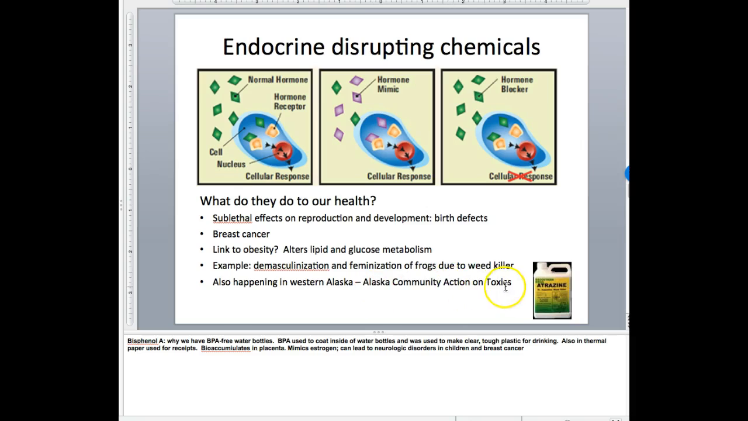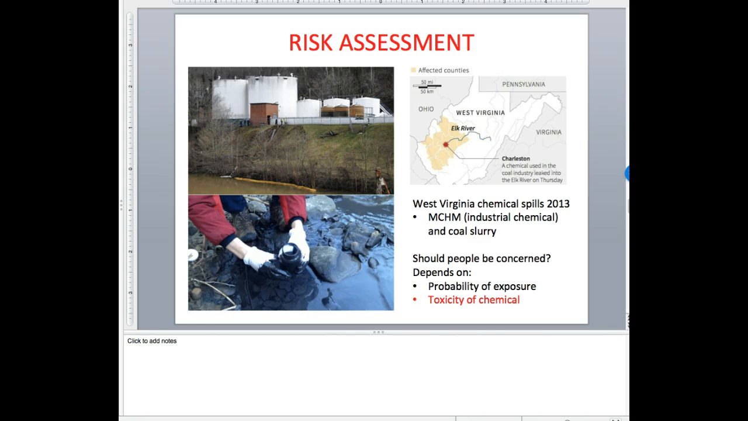The Alaska Community Action on Toxics is a group working here in Anchorage and across the state of Alaska to address some of these issues of military pollution and contamination in western Alaska. So you should check out their website if you get a chance.